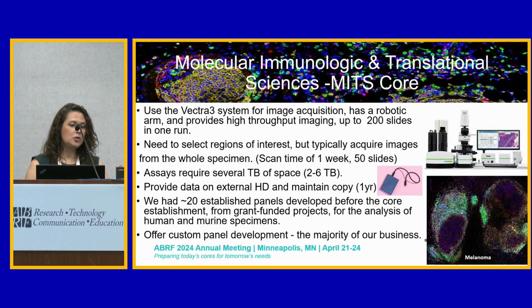We use the Vectra 3 system, which is also from Akoya, for image acquisition. This system has a robotic arm, which provides for high throughput imaging of up to 200 slides, so it's very robust. We have to select regions of interest for image acquisition, but typically, and more, researchers are coming to us and asking us to stain the entire specimen. And so we're acquiring 20x images of the entire tissue specimen.